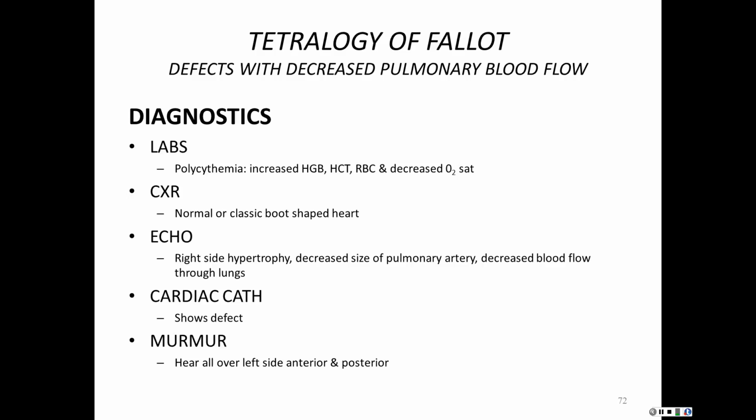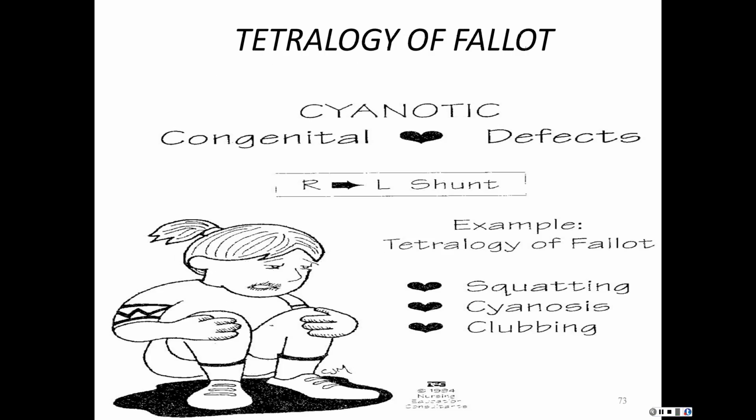When you listen to them, you're going to hear a murmur all over the left, anterior, and posterior sides of the chest. Very, very prominent murmurs that you're going to hear. Just a little thing to show you. Tetralogy of Fallot is one of the cyanotic congenital defects. We've got a right to left shunt. And typically these children will have this squatting when they're resting. It kind of helps. They'll be cyanotic. And in older children, you're going to see clubbing of the fingers.